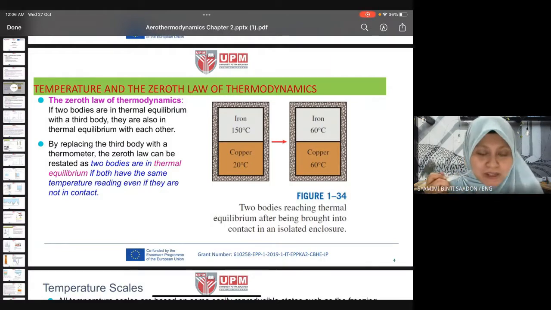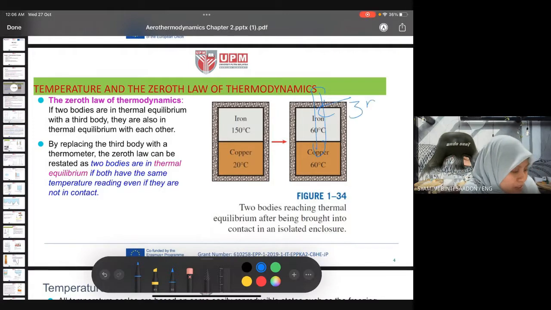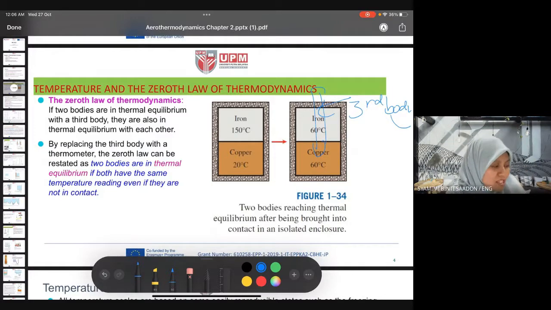The second point is maybe better explained this way: by replacing the third body with a thermometer. For example, we put a thermometer inside the container here. This thermometer will become the third body. By replacing the third body with a thermometer, the zeroth law can be restated as: two bodies are in thermal equilibrium if both have the same temperature reading, even if they are not in contact.